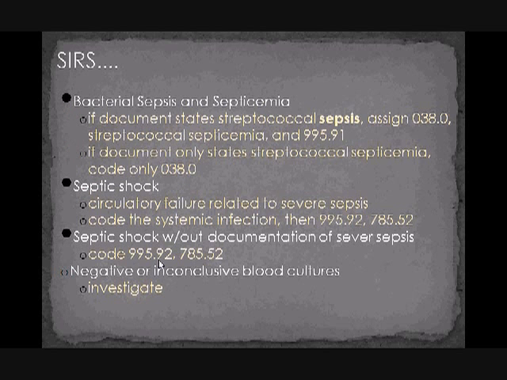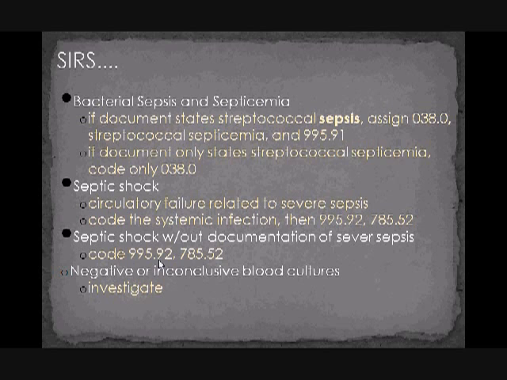So let's say we have bacterial sepsis and septicemia. If the document states something like streptococcal sepsis, then what you do is you assign 038, and then you assign streptococcal septicemia, which is a 995 code. I hope that makes sense. Again, if the document states streptococcus sepsis, you first assign the 038 code for septicemia, and then you assign the 995.91 in this case for the sepsis.